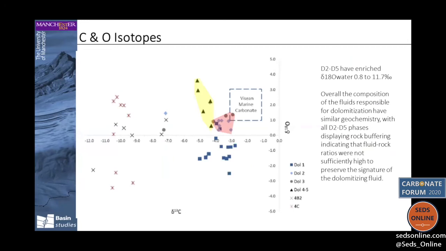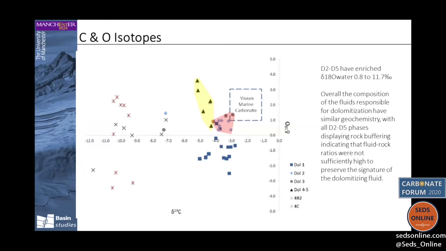So the D2 with this slightly depleted, looking closer to 0 to 2. This could be the result of overprinting of the early Dolomite phase, which we see the dark blue squares below in D1. Sorry, I meant the D1 Dolomite. So this is an early phase of Dolomitization, which occurred just prior to platform burial.